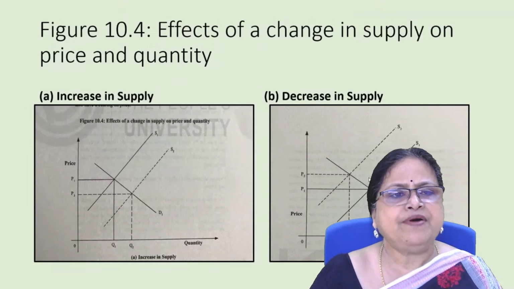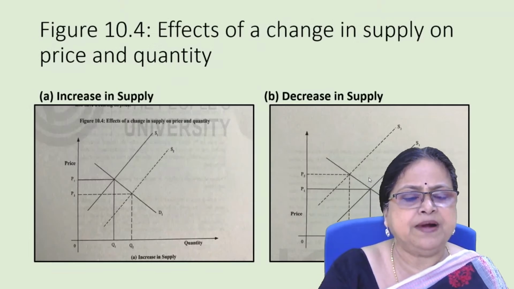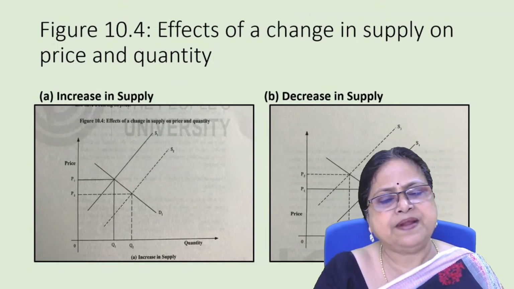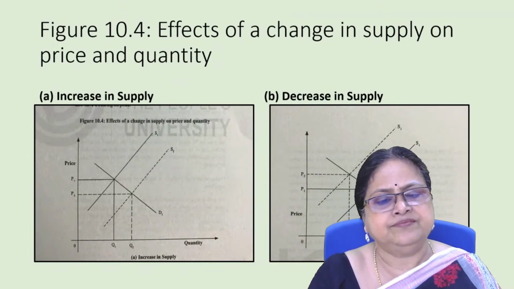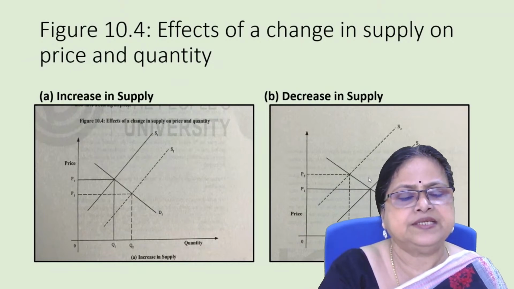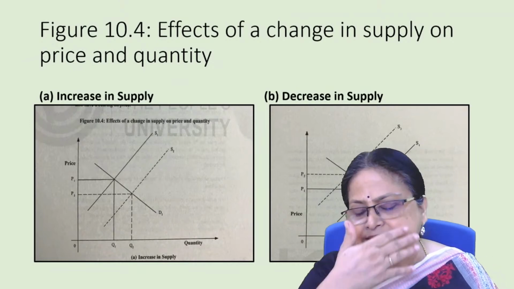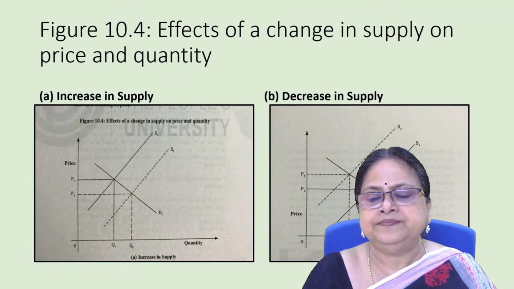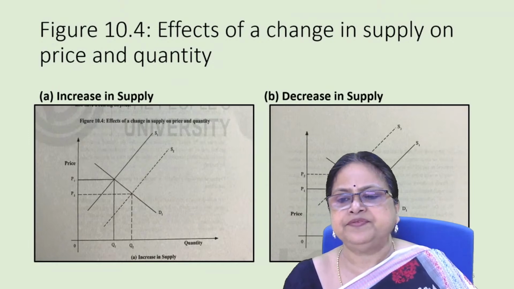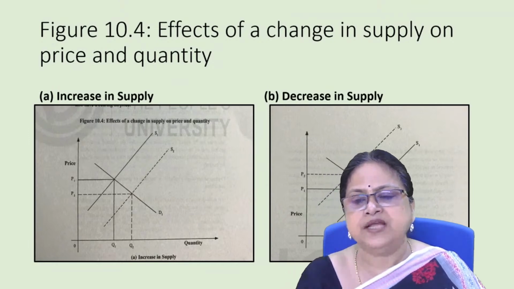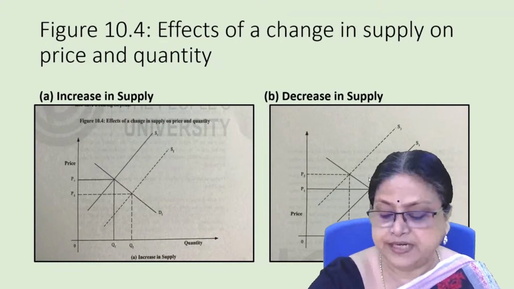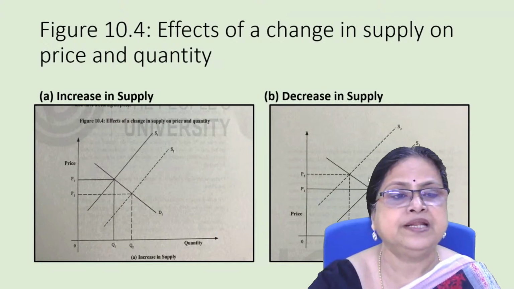Here you find that demand is remaining constant and supply is increasing, so the price is reduced, demand remaining the same, and the quantity is increased. On the right hand side, in the graph, supply is shifting to the left, the price is high, and the equilibrium quantity is becoming less, less available.